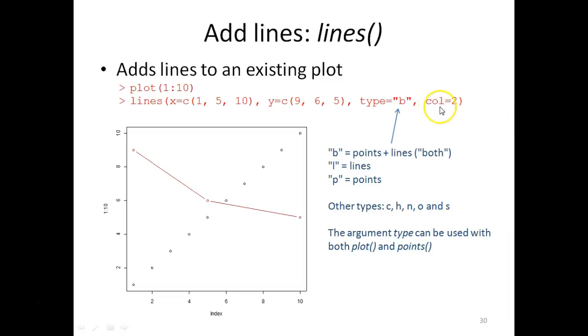And finally we use color 2 to get red lines. There are also other types you can try: "c", "h", "n", "o", and "s", and they give very different kinds of plots, and you could do some experimenting with these to see if it's something that you would like to use in the future.